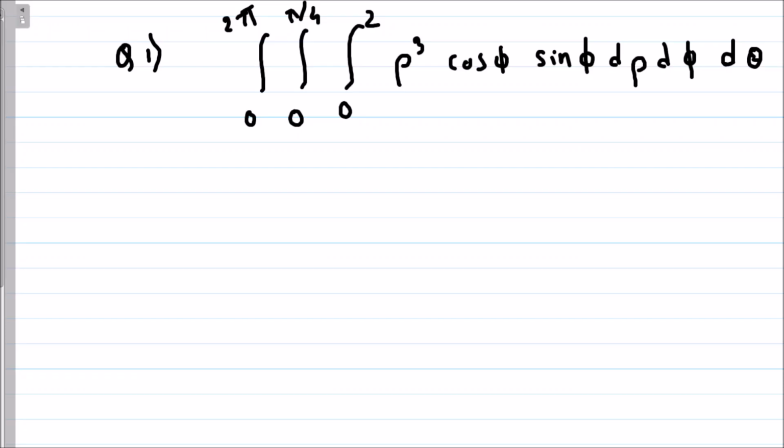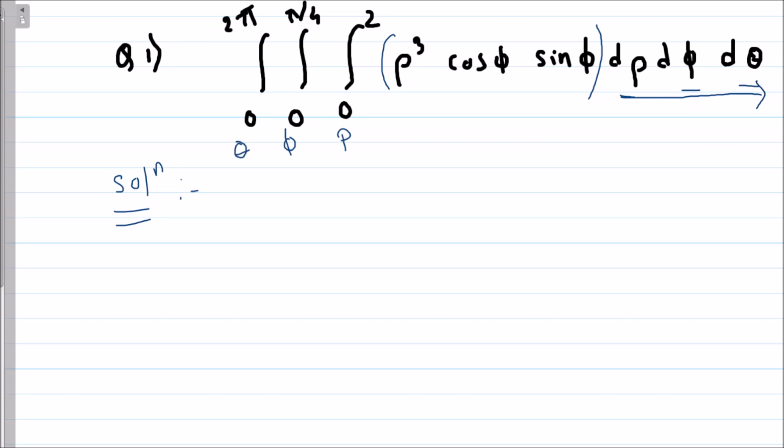So now let us try to solve the first question. Here is a very simple question for the first one. This is for 2 marks. You need to solve this triple integration. The integrand is rho cube cos phi sin phi d rho d phi d theta. Since the order is d rho d phi d theta, this is the limit for rho, this is the limit for phi, and this is the limit for theta.